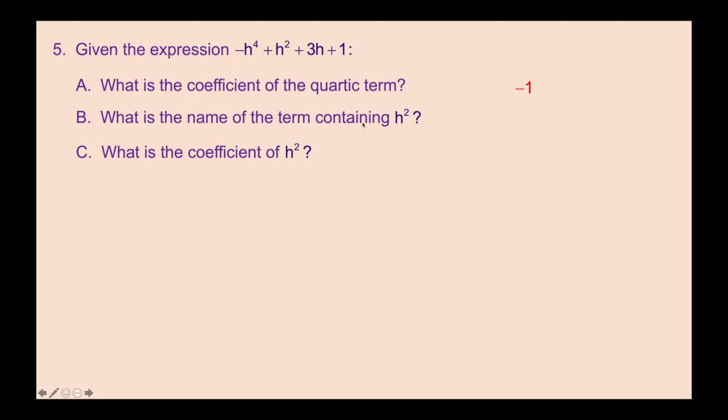What is the name of the term containing h squared? So h squared is going to tell us that that's the quadratic term. And then finally, what's the coefficient of h squared? Well, again, there's no number written in front of it, so we have to make the assumption that that's a 1.